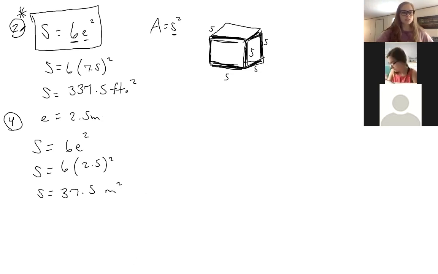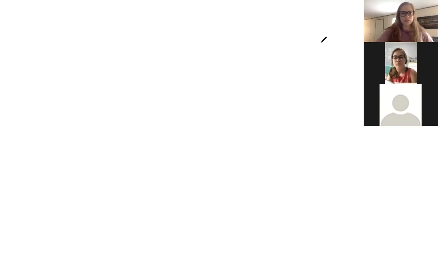All right, so this is the surface area formula for a cube. Let's go to number 6.